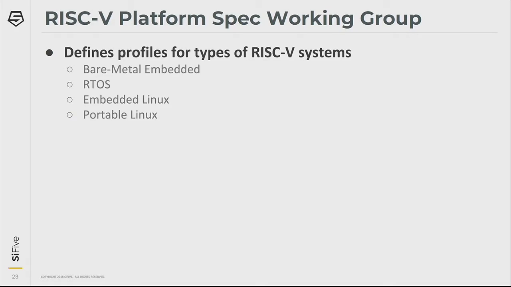And that's the reason that you lack portability across implementations for different vendors, because they're really different platforms. So the goal of the RISC-V platform specification working group is to design a RISC-V platform specification which defines profiles for various different sorts of RISC-V systems. This should scale all the way from bare metal embedded development to what I call portable Linux systems, things you might see on servers that dynamically enumerate hardware, and everything in between.